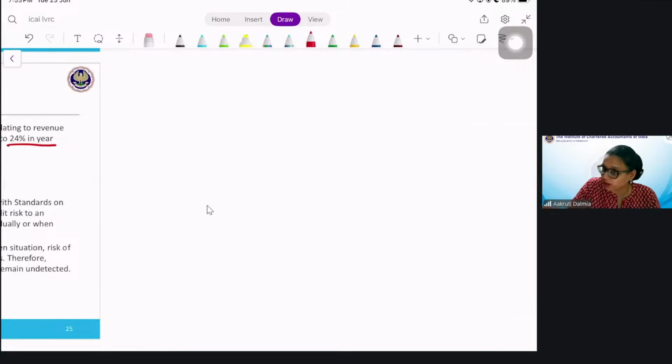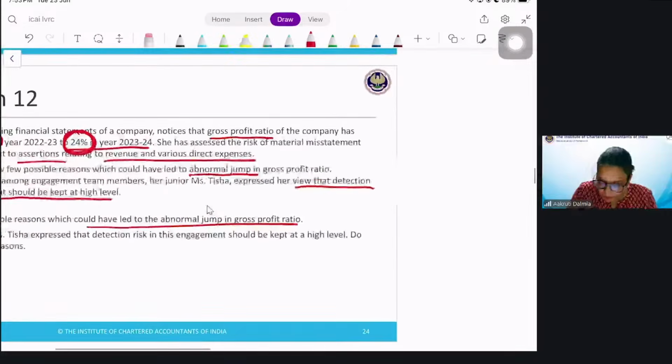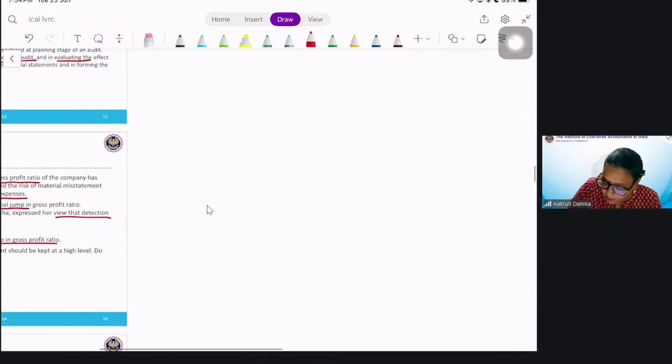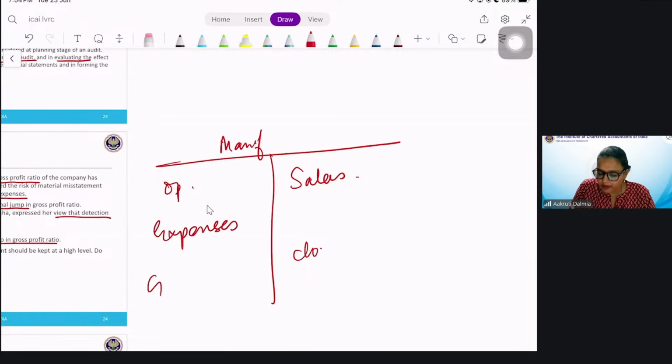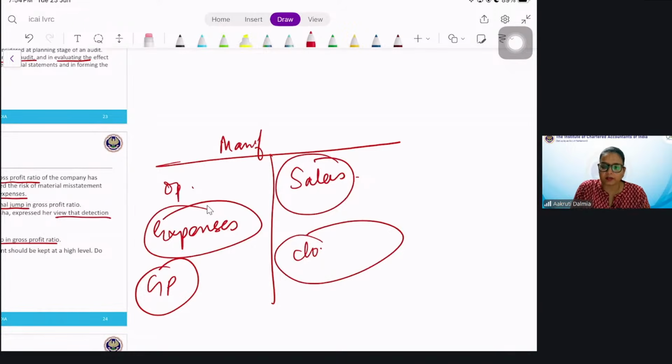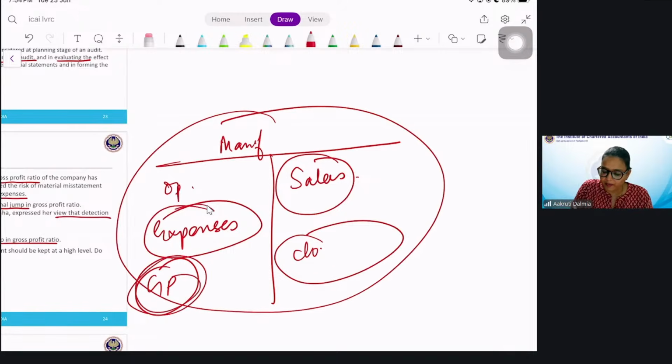How do you approach a question like this? What is given? Gross profit has increased. So if it's a manufacturing account, your sales will be there. Your opening stock, closing stock, expenses. So what can affect the gross profit? Sales can affect, stock can affect, expenses can affect. So if you understand this, gross profit can be affected by these three things only. Yes or no?